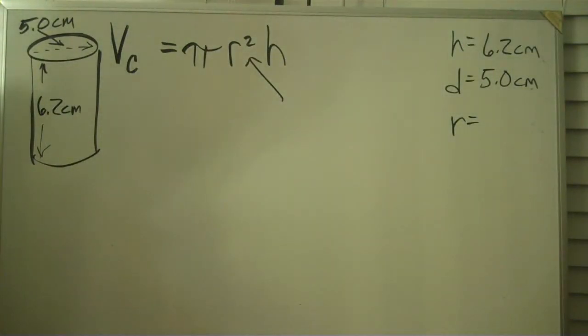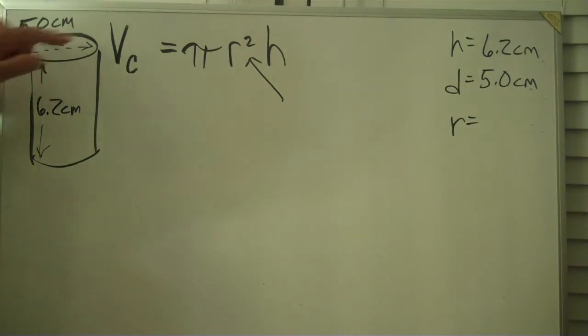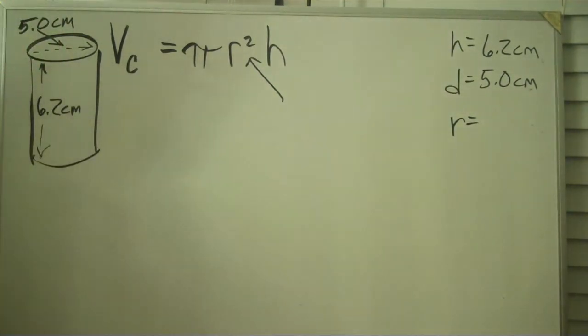So this video is a review of the volume formula for a cylinder. Here's a little sketch of the cylinder. We measured from the base of the cylinder to the top base of the cylinder, and we measured 6.2 centimeters. Then we measured across the top of the cylinder through the center point, from one edge to the other edge, and we measured 5.0 centimeters.